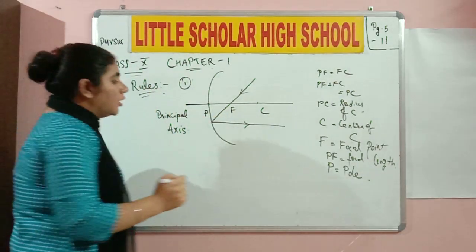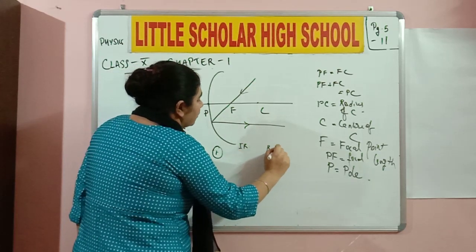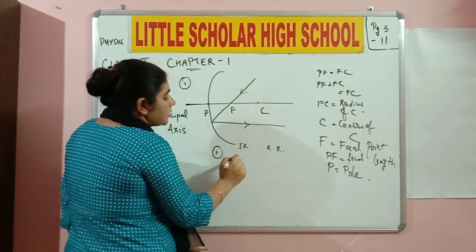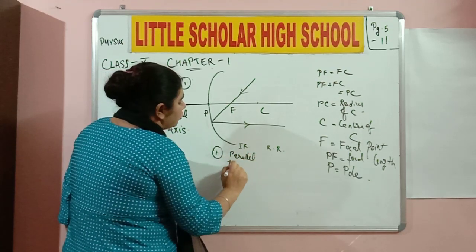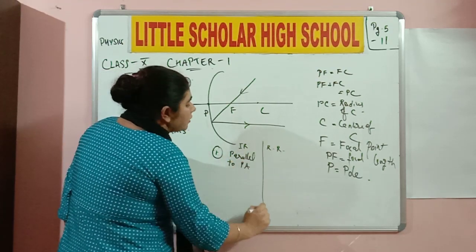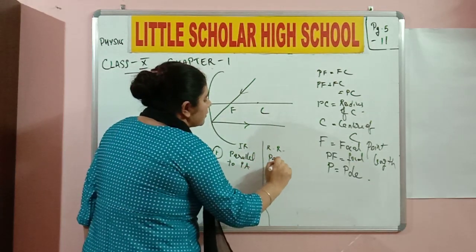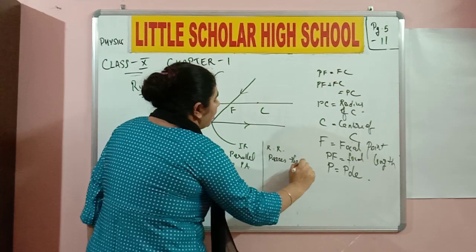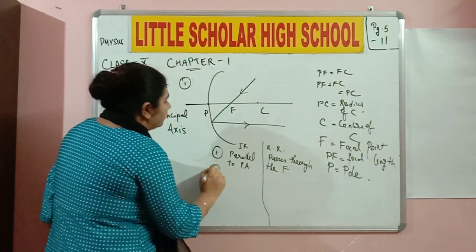Did you understand? What was the first rule? Incident ray, reflected ray. The incident ray is parallel to the principal axis. What is the reflected ray then? The reflected ray passes through the focus.